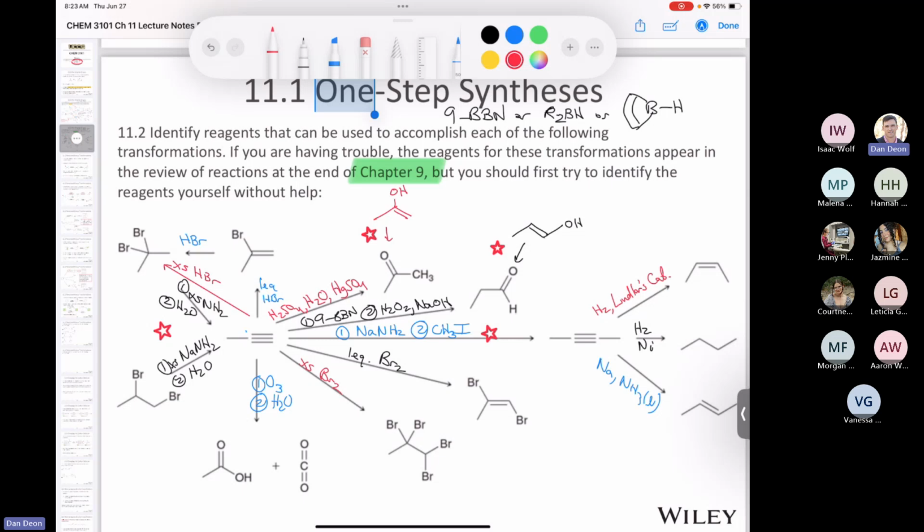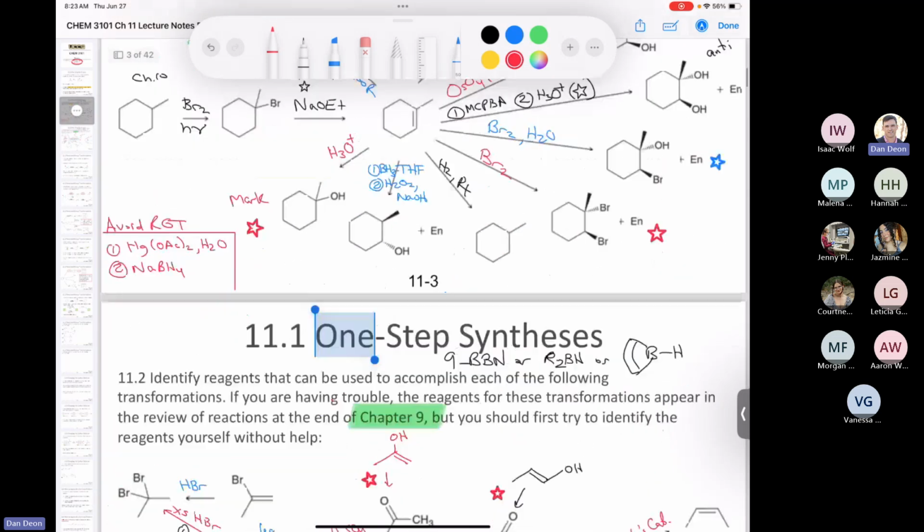So there you go. That's a lot of information. And it took us a long time to learn all of those reactions. But that covers chapter 9. So chapter 8 and chapter 9.